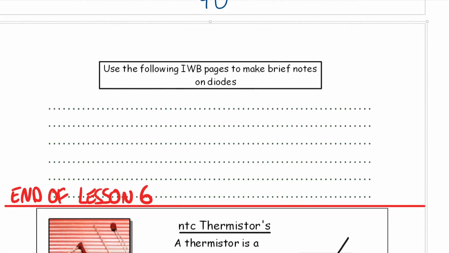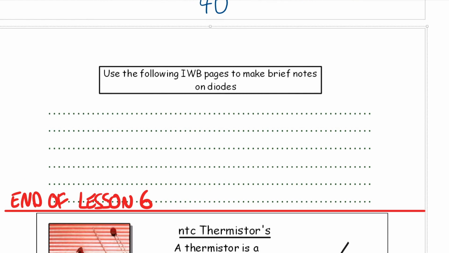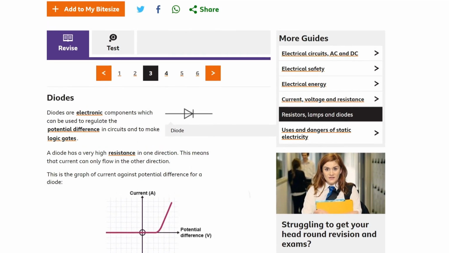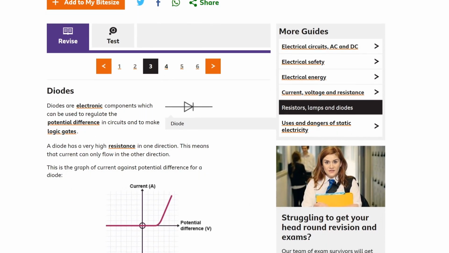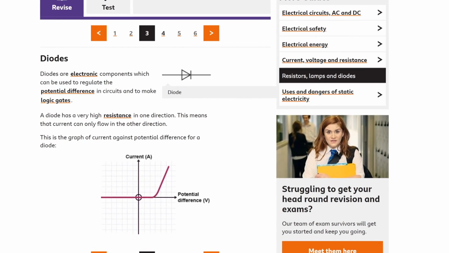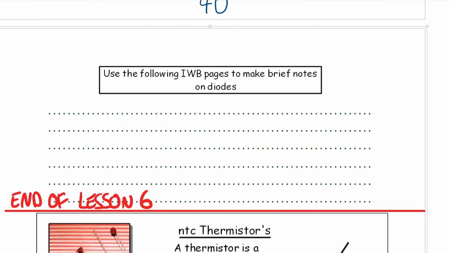Now, just to finish off the lesson, you need to make some notes on diodes. Do some research. A good website to go on to would be BBC Bitesize. There we go, there's the example there. If you just Google diodes BBC Bitesize, you can use that particular page, or just pause this video with that information. And that's it for lesson 6.